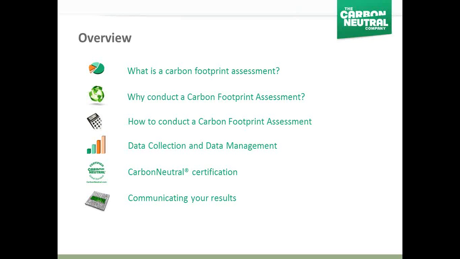Then we will cover the reasons and the value behind conducting a carbon footprint assessment. This is where we show you how to extract as much value as possible from your results and really take advantage of your work. Again, we will use our own footprint to explore the value that the Carbon Neutral Company gains each year from our own results. Then we'll look at what is involved in the process.